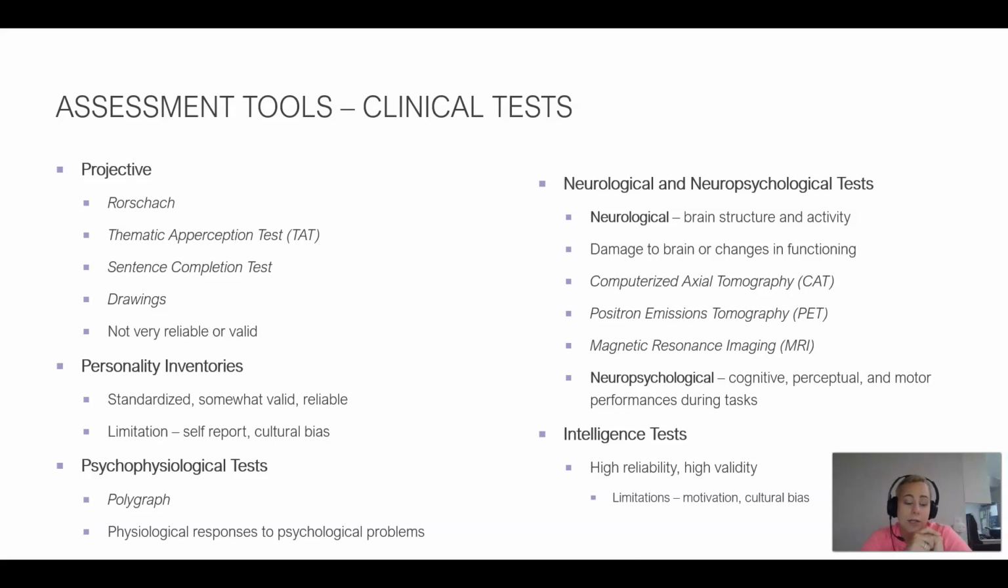These are standardized. So when you take a personality inventory, you are trying to figure out characteristics of someone, behavior, emotions, things of that nature to paint a picture of their personality. So they're somewhat valid because they've been measured and standardized so many times. And they're pretty reliable because you tend to get consistent results.